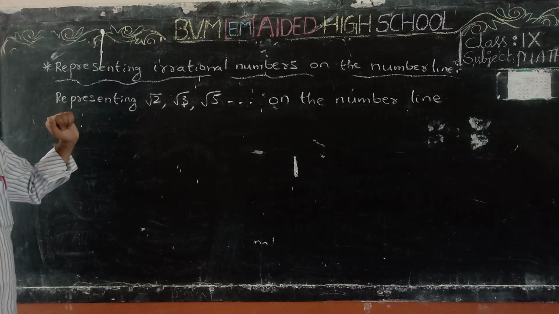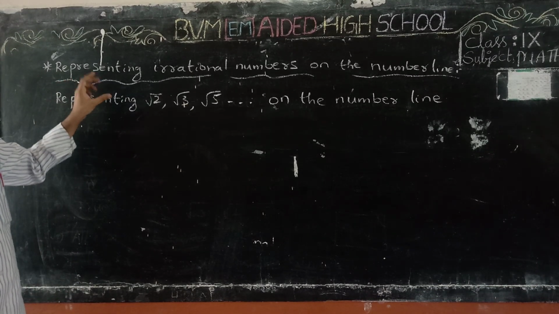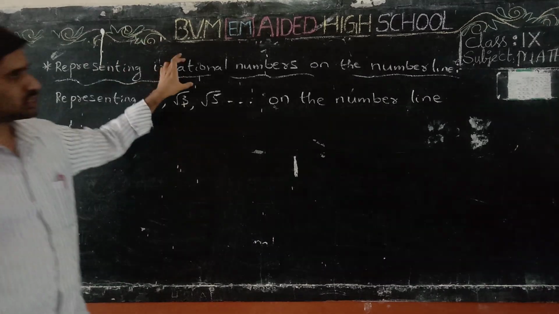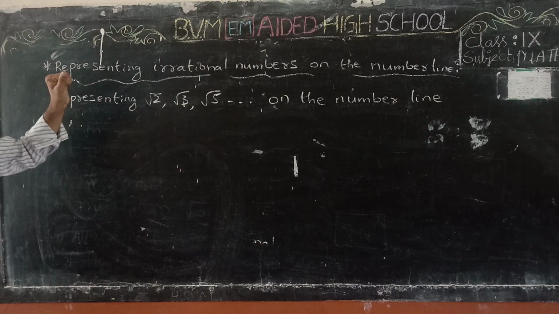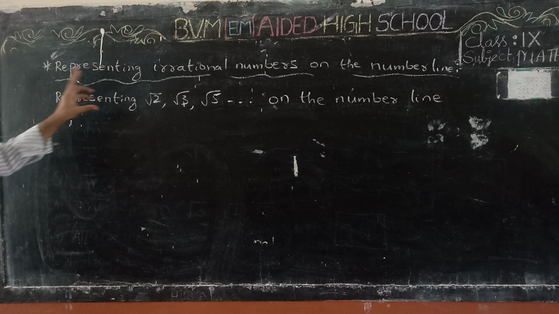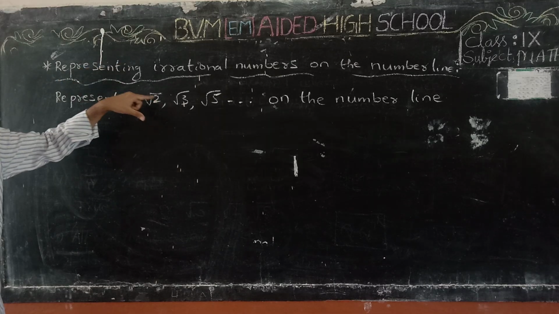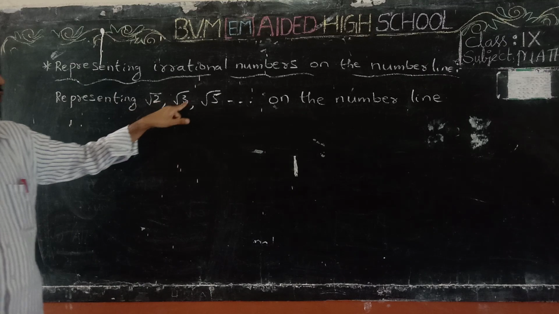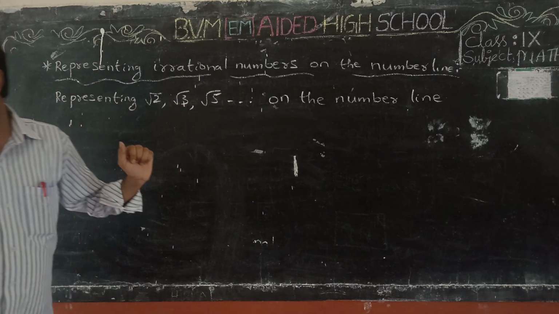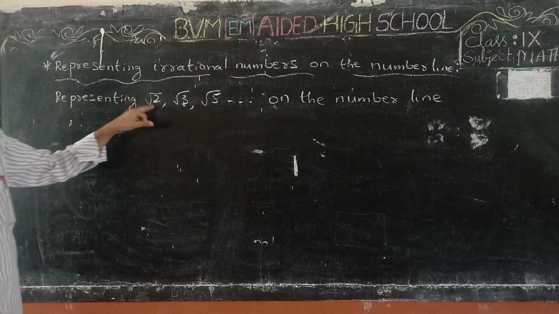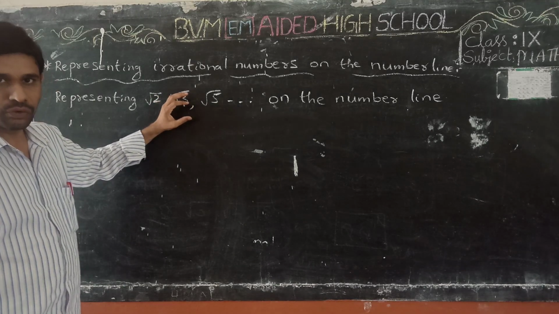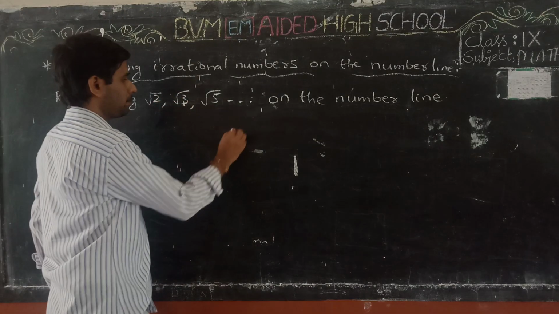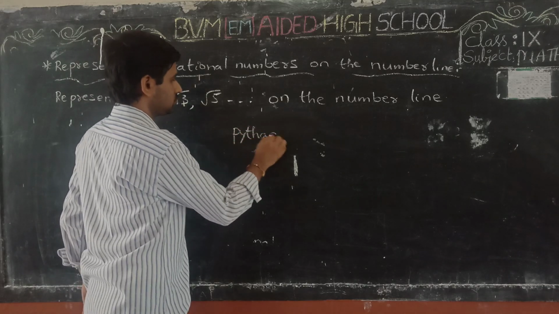The irrational number topic. Next one is representing irrational numbers on the number line. Which type of irrational numbers? Square root of non-perfect square numbers, representing root 2, root 3, root 5 on the number line. To represent root 2, root 3, root 5, these types of numbers on the number line, we use Pythagoras theorem.